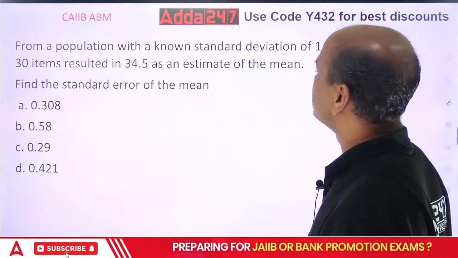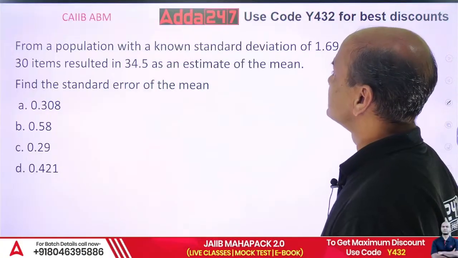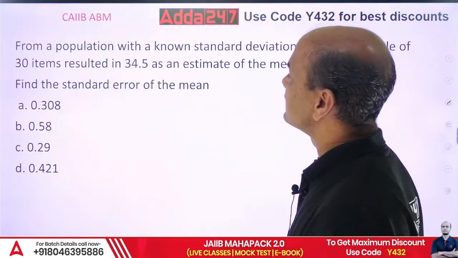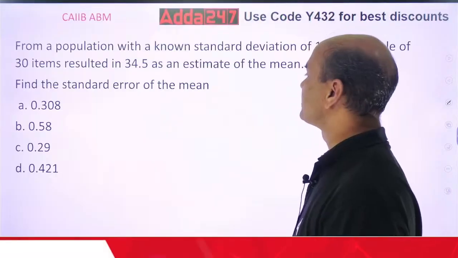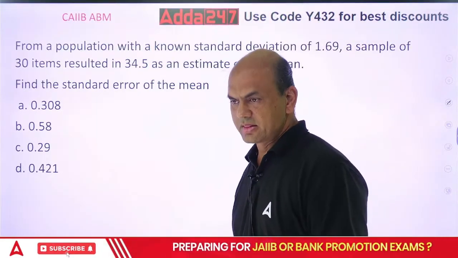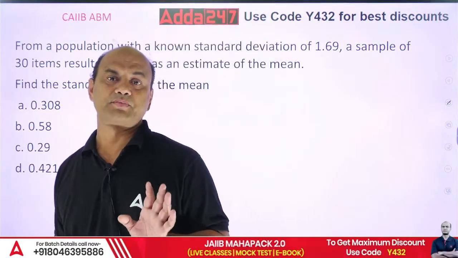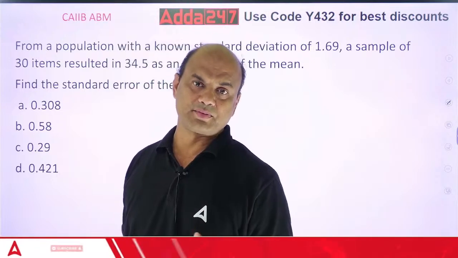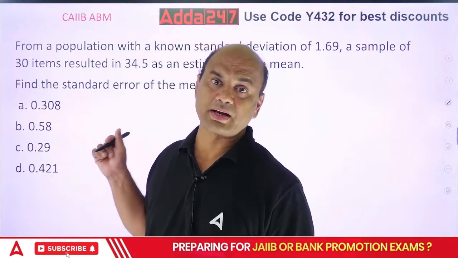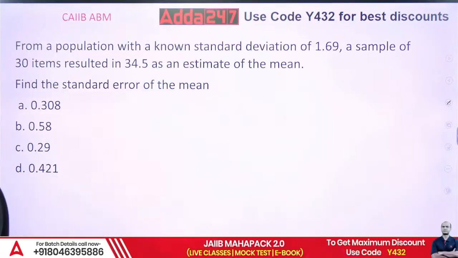From a population with a standard deviation of 1.69, a sample of 30 items resulted in 34.5 as an estimate of the mean. Find the standard error of the mean. This is the numerical which will come for 1 mark in your exam, and surely it will be there. So focus and try to give the answer. Let me see how many of you can answer.